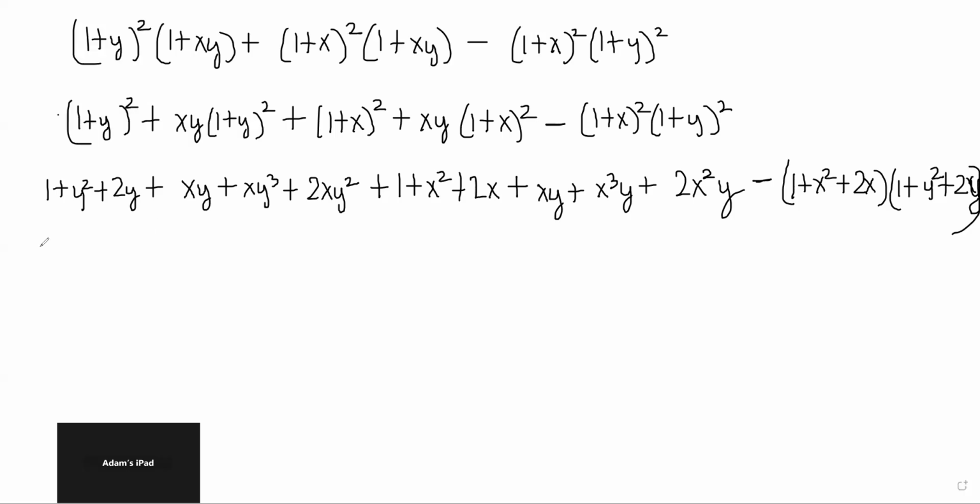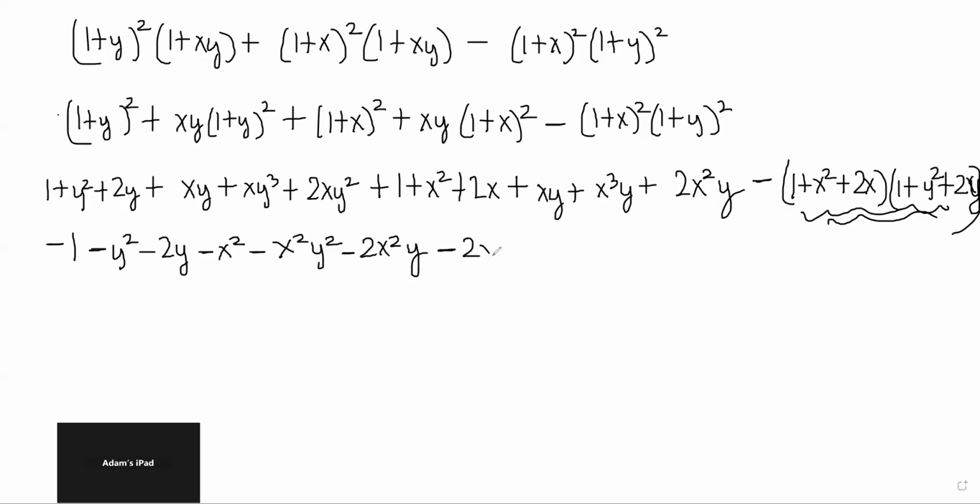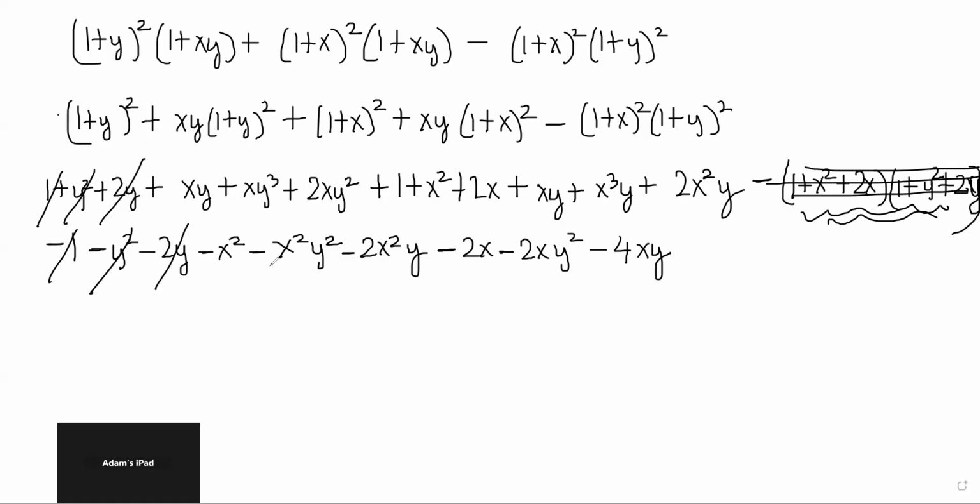So let's write the negative terms here. All of this multiplication we'll write on the bottom here. So minus 1 minus y square minus 2y minus x square minus x square y square minus 2x square y minus 2x minus 2xy square and minus 4xy. Do you understand what I have done? Yes. So I have written all of those terms here. So now see, this is cancelling, this is cancelling, this is cancelling, right?